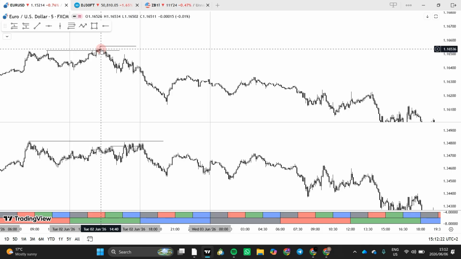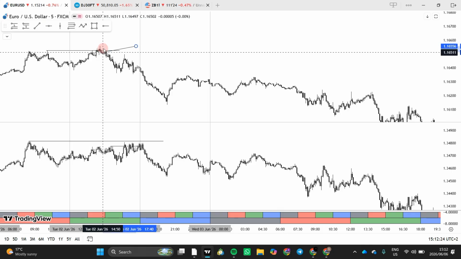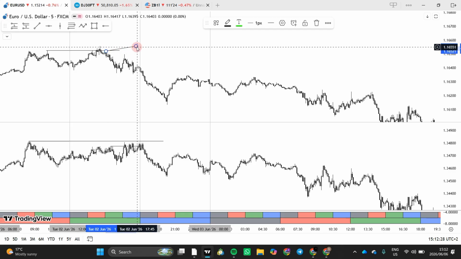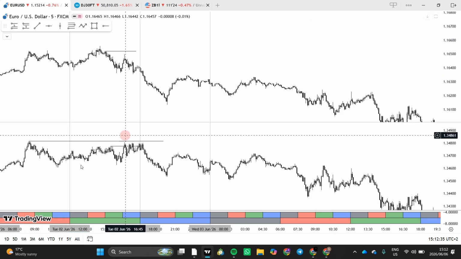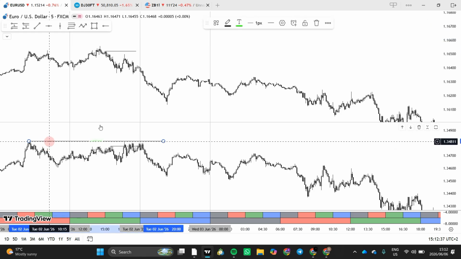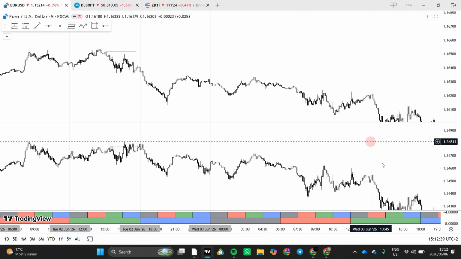Okay, I just marked out the wrong high right over here. Let me just project my lines correctly right over here. So let me just delete this one over here. This daily sequential SMT, because we already know that we had our daily sequential SMT in place.